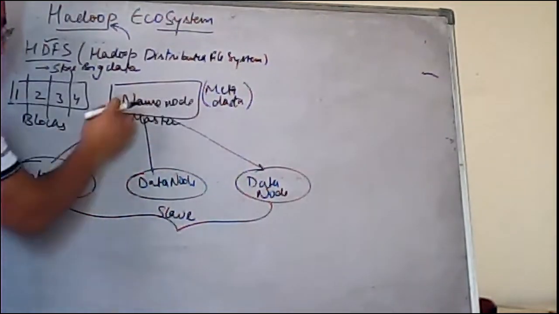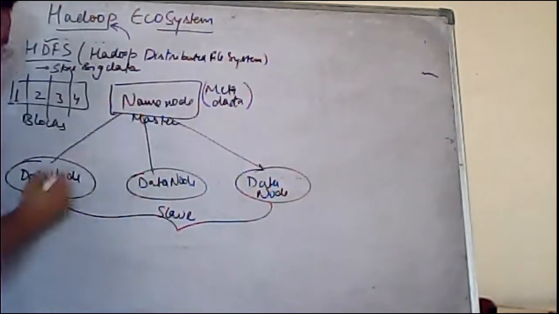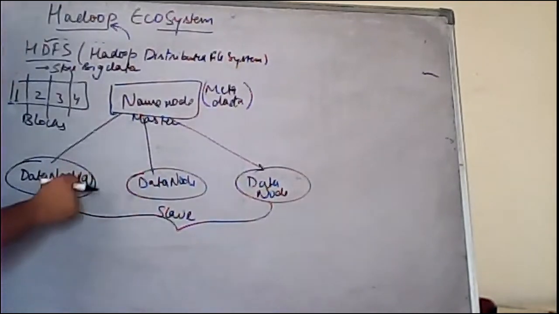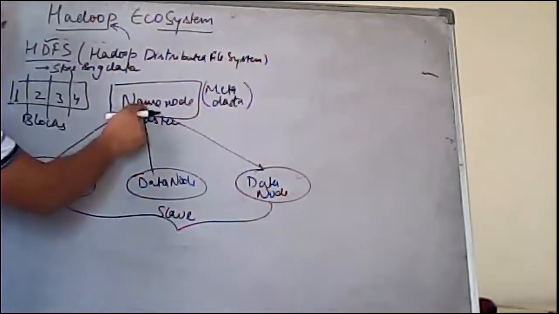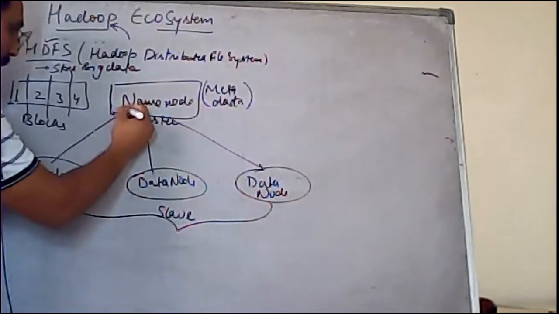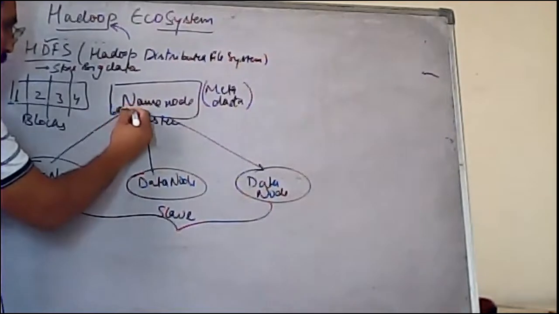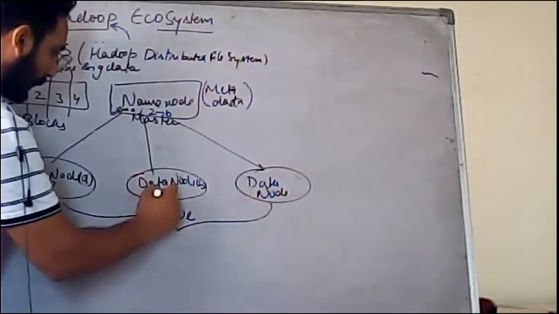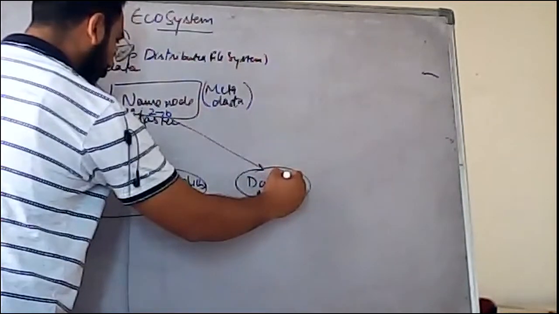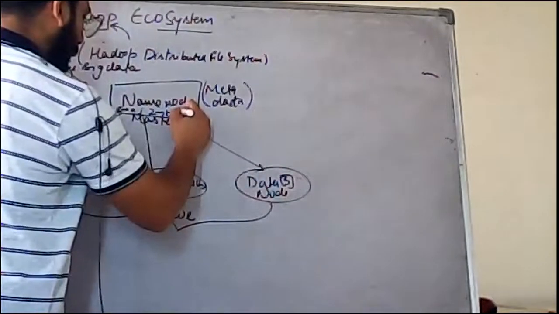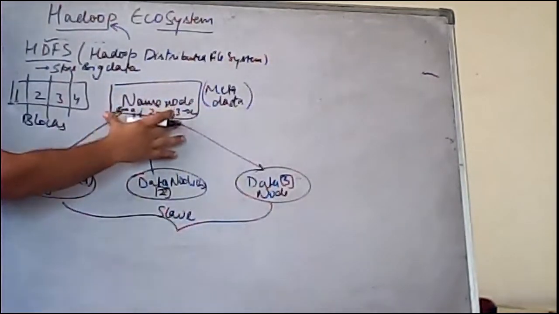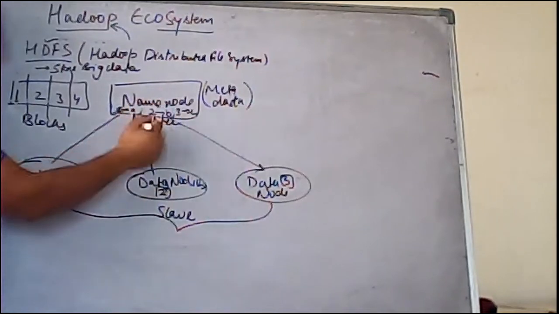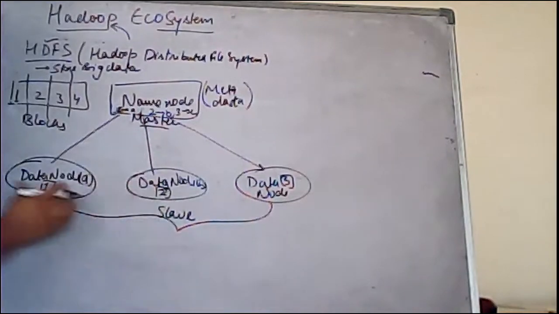The name node will keep the record that this block is distributed to node 1, which you can call node A, and node A has block 1. The master node keeps track that the first block is given to node A. Then the second block is given to node B, and the third is given to node C. The name node keeps a record of which block is given to which node, because this is your master who keeps the record, and this is where your actual data is stored.